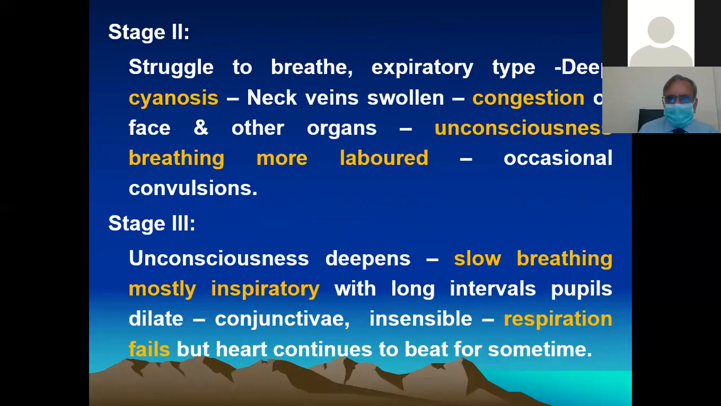Second stage, struggle to breathe, and mostly the person makes effort to exhale. Expiratory type of effort is increased. Cyanosis becomes further deepened, neck veins are swollen, there is congestion of the face, and breathing becomes more difficult. In the third stage, there is extremely slow breathing, pupils dilate, there is insensitivity of the conjunctiva, and respiration ultimately fails, and the person may be dead.